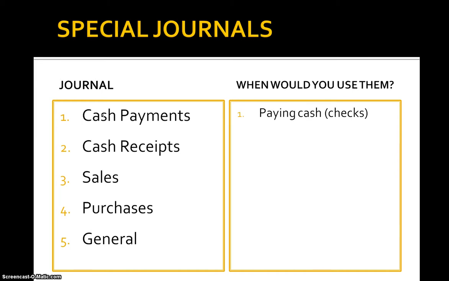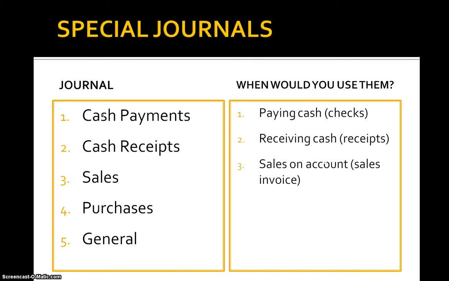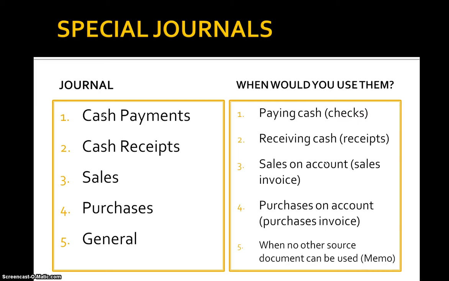Cash receipts, that's when you receive cash. The sales journal is when you sell something on account. The purchases journal is when you purchase something on account, merchandise, and that's going to be resold. And then the general journal is when no other source document is going to be used. Notice that these source documents go with the particular journal that we're going to be working with.